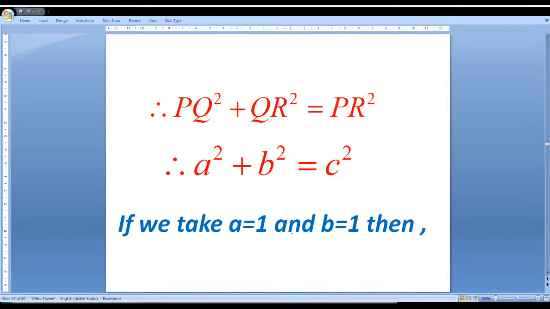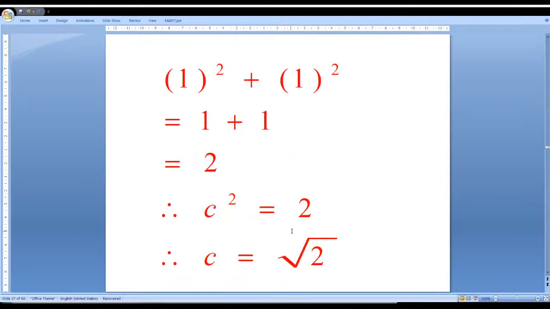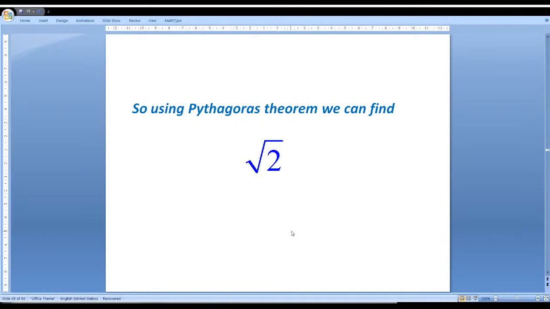If we take a is equal to 1 and b is equal to 1, then 1 square plus 1 square is equal to 1 plus 1 is equal to 2. Therefore, c square is equal to 2. Therefore, c is equal to root 2. You all should write down in your notebook. So, by using Pythagoras theorem, we can find root 2.